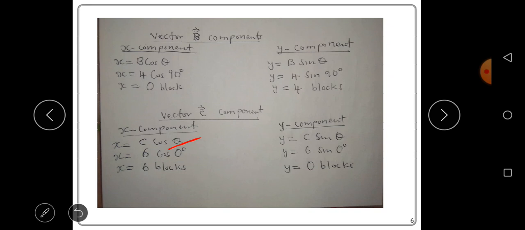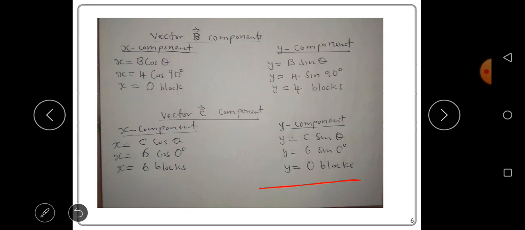So when we punch this on a calculator, 6 cos 0, it's giving us 6 blocks. Then to find the y component, you use this equation: Y is equal to C sine theta. What is C? The magnitude of C is 6. Then the angle theta is 0. So when you punch this on a calculator, 6 sine 0, it's giving us 0.